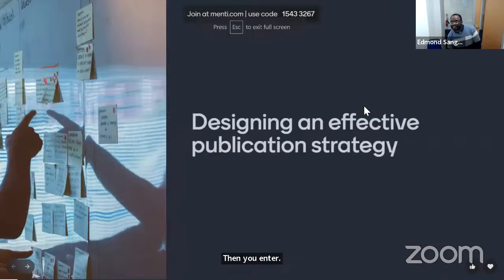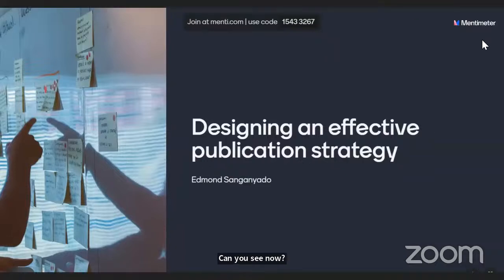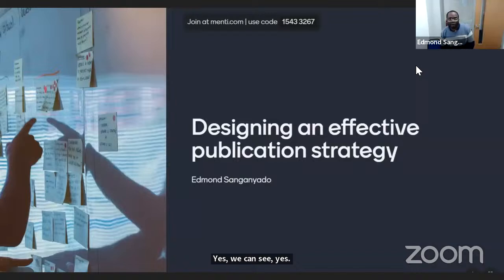Can you see now? Yes, we can see. Can you go to menti.com and enter the code that you see? There is a code at the top. Please go to that code and enter. You just get the number again for the code and say it out.